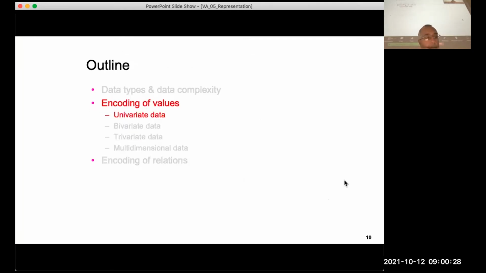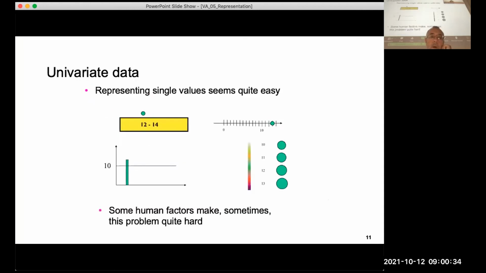So let's go to encoding a single value. We already discussed the way to do that: position, length, colors, and so on. It seems quite easy, but there are some human factors that sometimes make this a hard problem. And according to the task of the user, again, you must consider that.